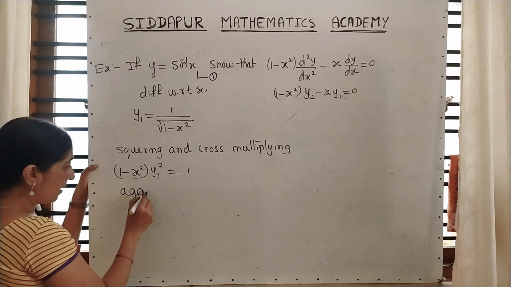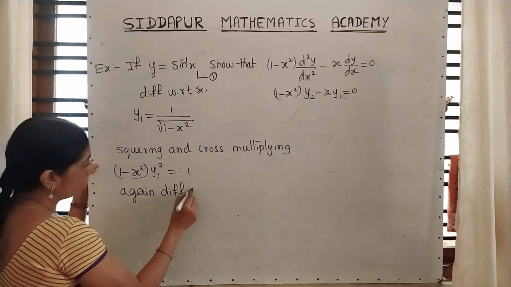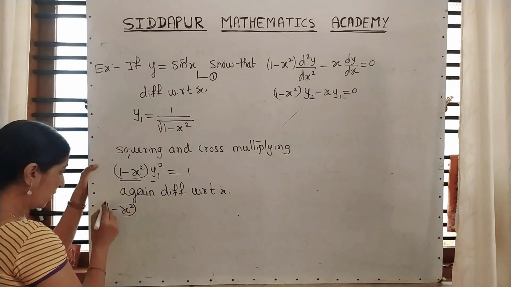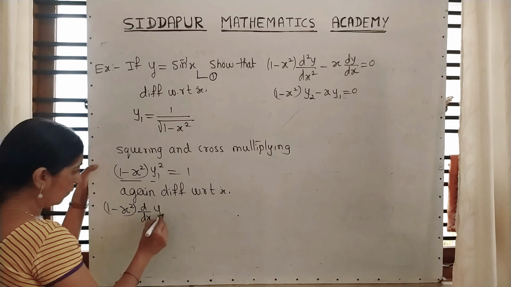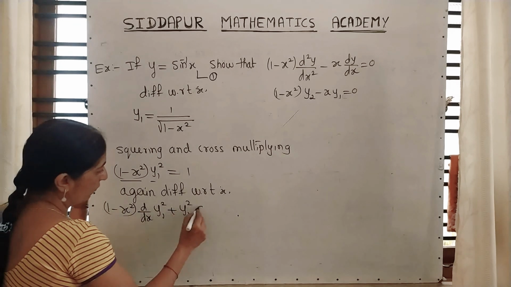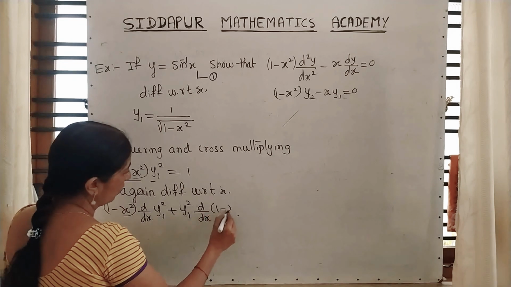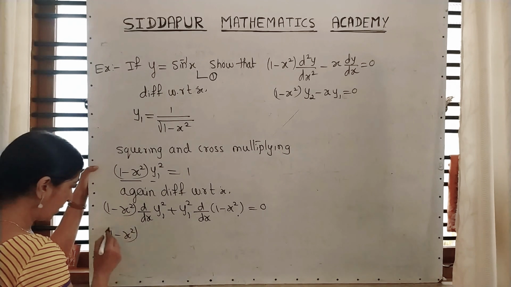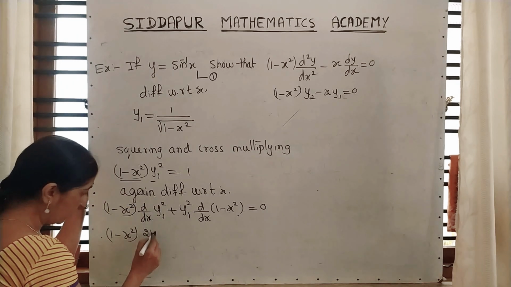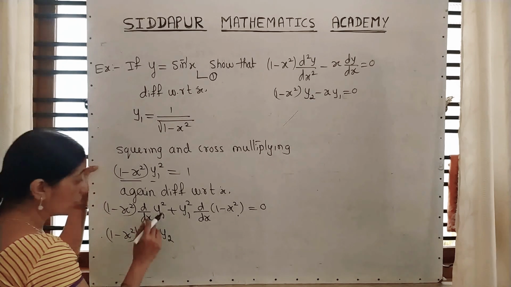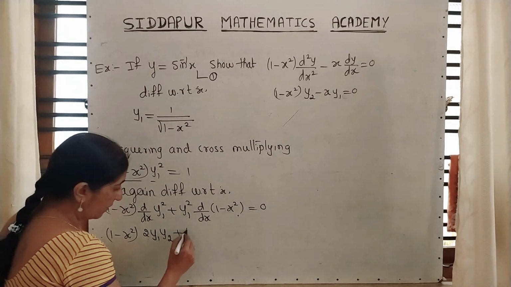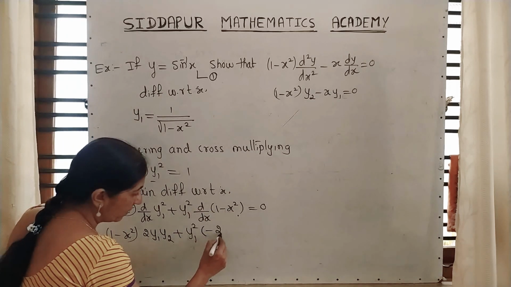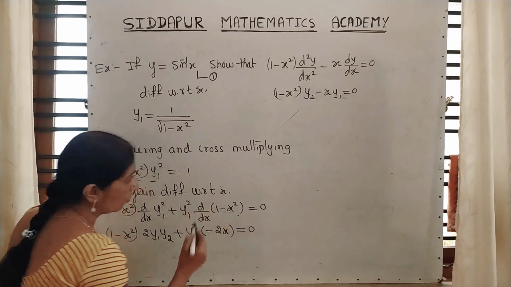Now again differentiating with respect to x. This is u, this is v. 1 minus x square into differentiation of y1 square plus y1 square into differentiation of 1 minus x square is equal to 0. 1 minus x square as it is, differentiation of y1 square is 2y1 into y2, first power then base, plus y1 square as it is, differentiation of 1 minus x square is minus 2x, is equal to 0.